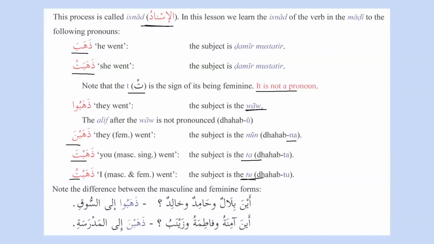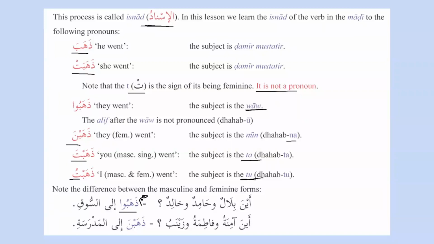So now look at the example as I mentioned earlier. Aina Bilalun wa Hamidun wa Khalidun. This is a question, and you say dhahabu ila suqi. They went to the market. If the answer is like this, dhahabu ila suqi, it refers to Bilal, Hamid, and Khalid. But if you want to start a sentence, here the doer is inside. Here the doer is basically hum dhahabu, they went. So here the doer is inside.